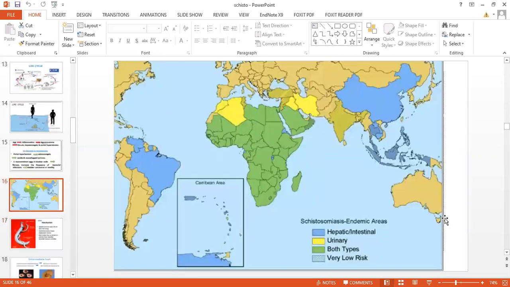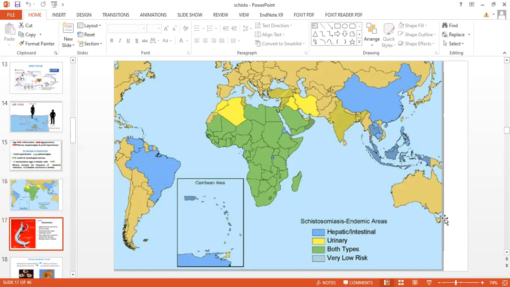And this is the globe showing the prevalence types, where most of the schistosomiasis cases are. You can see both forms, the hepatointestinal forms, are there in the blue, while in the yellow only urinary is showing, while in the green, both types are there.